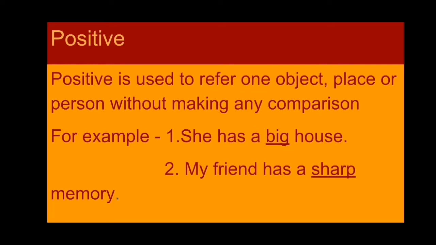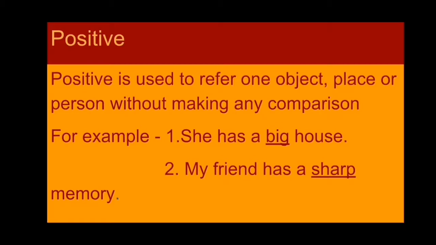A positive degree is used to refer to one object or place or a person. It doesn't show any comparison with any other noun in the sentence. It just explains or gives more meaning about that noun in the sentence. Now for example, she has a big house. Here big is the adjective and it is in positive degree because the house is not compared with any other house. My friend has a sharp memory.